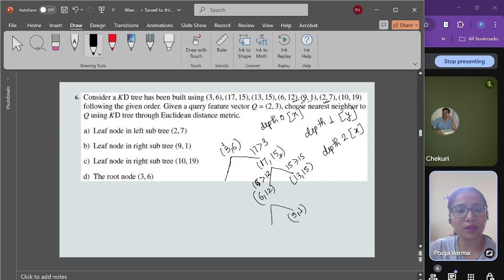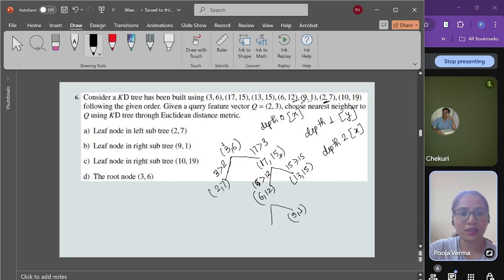Here 2, first we need to compare the x coordinate. Here 2 is less than the root node x value, so that means the root node x value is greater. Here 3 is greater than 2, so this value will come here to the left of the root node. Okay. So here it will come to the 2, 7.